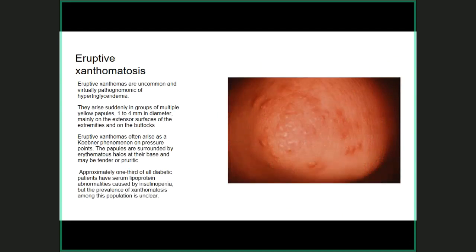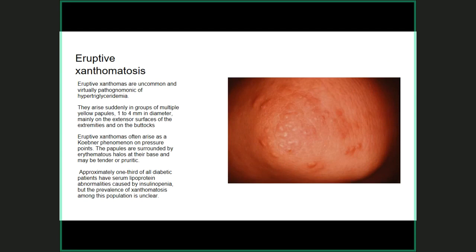Eruptive xanthomatosis. These are not very common, but when present are pretty much pathognomonic of hypertriglyceridemia. They occur as multiple little yellow papules, 1 to 4 millimeters in diameter on the extremities, extensor surfaces, buttocks, and might arise because of, again, trauma, Koebner phenomenon, or pressure points. They do have erythematous halos at their base and can be tender or pruritic.